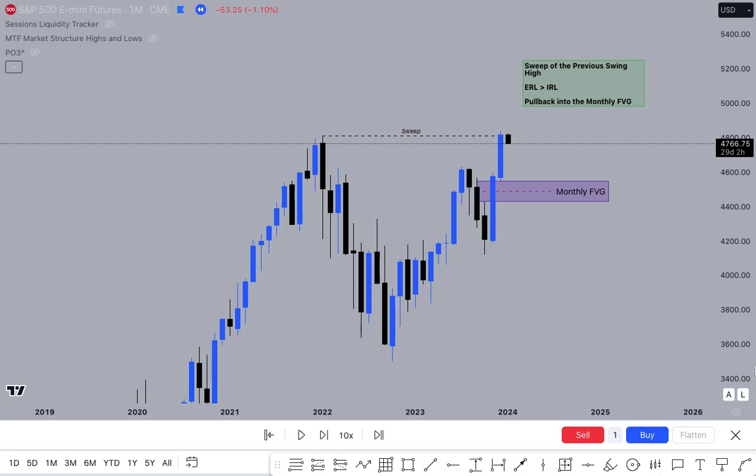So this is a trade on Tuesday, the 2nd of January 2024 on the S&P 500, and this is a New York PM session market maker sell model. Okay, so starting off on the monthly chart, we've swept this high, this swing point over here, we closed above.